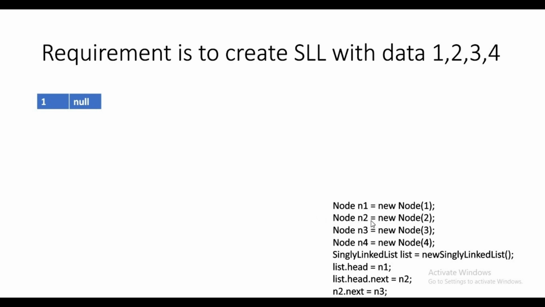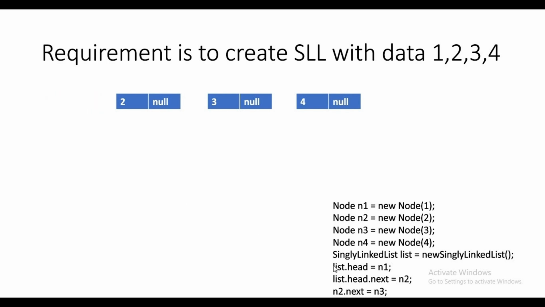Here also, similar to the previous line, we are creating a node with data 2 and reference null. The same with n3 and n4 also, guys. Now we have 4 nodes with data and their references as null. So what is our requirement? Our requirement is to create a singly linked list with data 1, 2, 3, 4. So initially we have created 4 nodes here. Now when this line of code gets executed, a singly linked list gets created, but it is null.